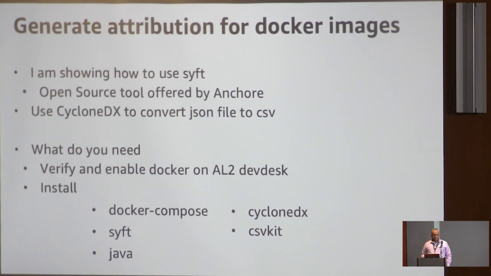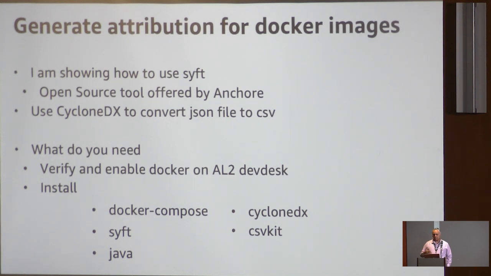Right. Now, generating the attribution notices for Docker images. Many of you might be using Docker containers or some other form of containers for your use. Here I'm showing how to use Syft, that's the open source tool that Anchore offers. Here also I use CycloneDX. So Syft output is in JSON, in CycloneDX format. I converted that into CSV as well, so I can work in Excel and see the output.